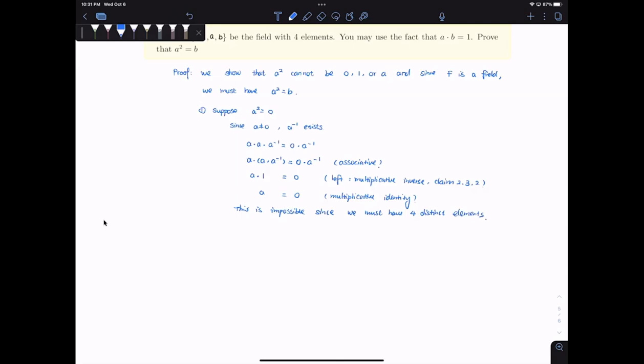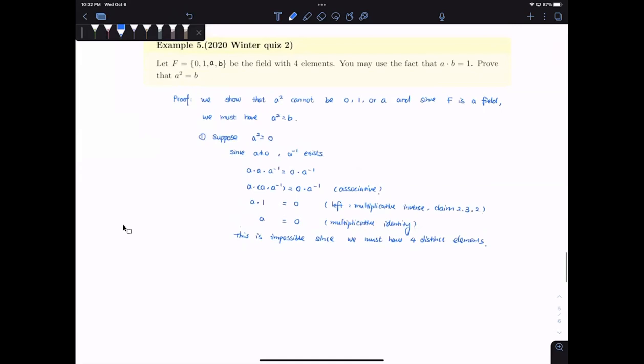Okay, so let's see the chat and see if there's any question. Do I need to write multiply both sides by A inverse? A inverse is a symbol, so you don't need to say that. It's pretty clear. Can we say this is a contradiction? Yeah, you can say that. Distinct elements mean they are different. They cannot equal each other.